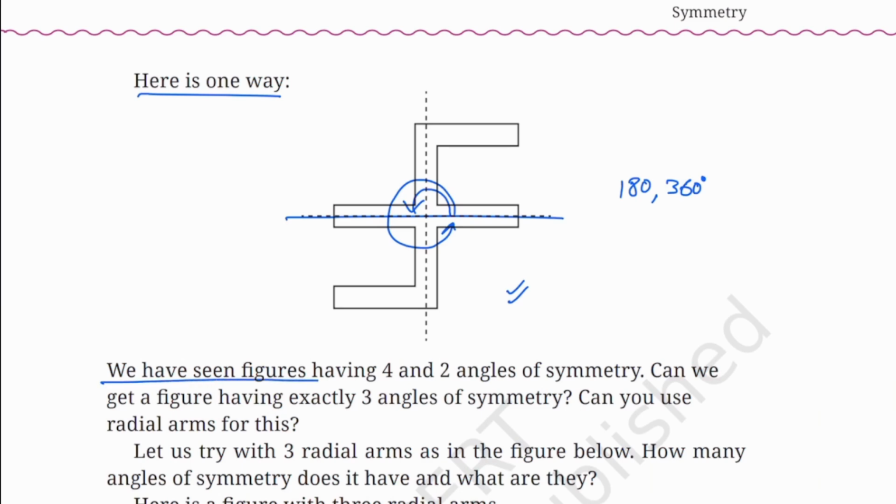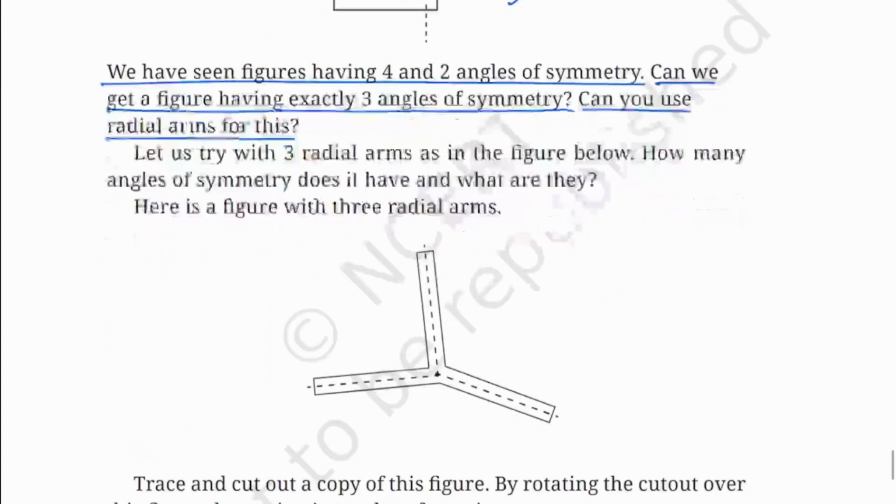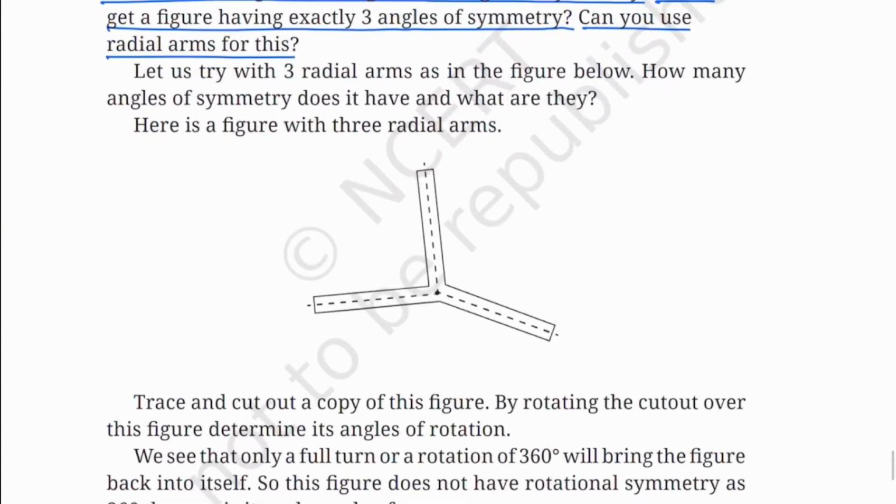We have seen figures having 4 and 2 angles of symmetry. Can we get a figure having exactly 3 angles of symmetry? Can you use radial arms for this? You can make shapes having 3 equal angles like this.